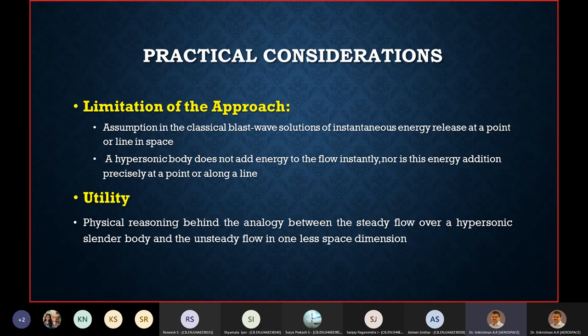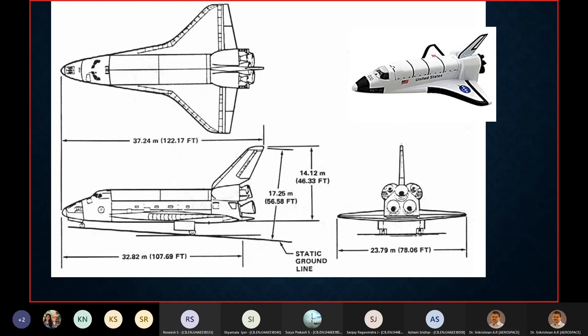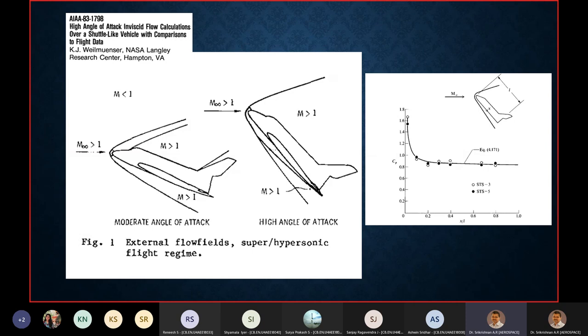I'll show you some results, which are actually interesting. This is for the space shuttle kind of bodies. In fact, all of them may not pertain to the same dimensions, but are of similar shape and similar dimensions. This theory, the hypersonic equivalence, has been applied to space shuttle type of bodies. I guess these solutions are for STS-3.